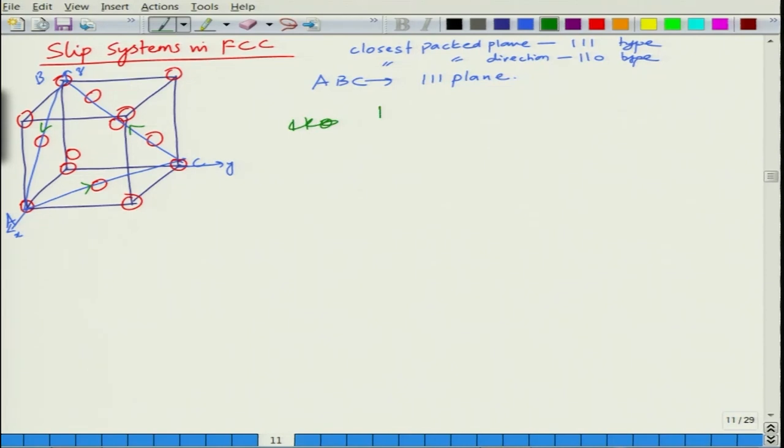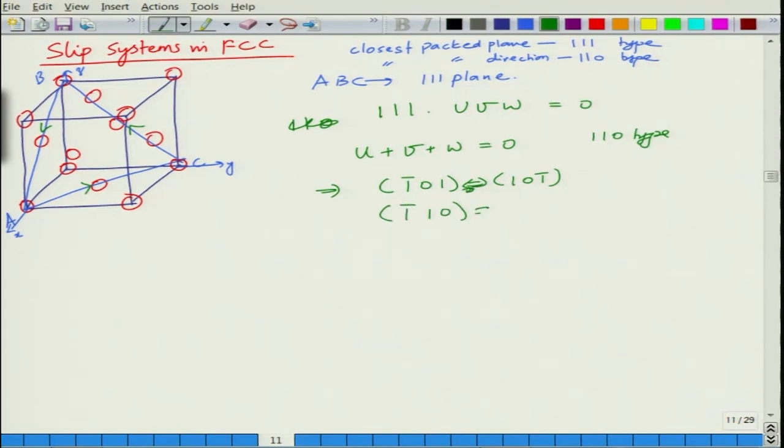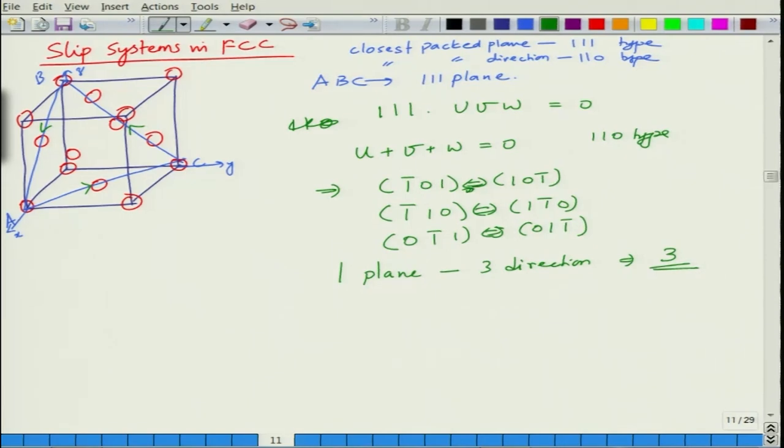So basically you can say 111 dot UVW is equal to 0, so U plus V plus W is equal to 0. And we know that these directions are only of 110 type. So ignoring all other combinations, it will lead to bar 101, 10 bar 1, which are identical, just opposite, bar 110 or 1 bar 10, and then 0 bar 11, 0 1 bar 1. So one plane can contain three directions, a total of three slip possibilities. Slip can occur along three different directions, so these are three slip systems.